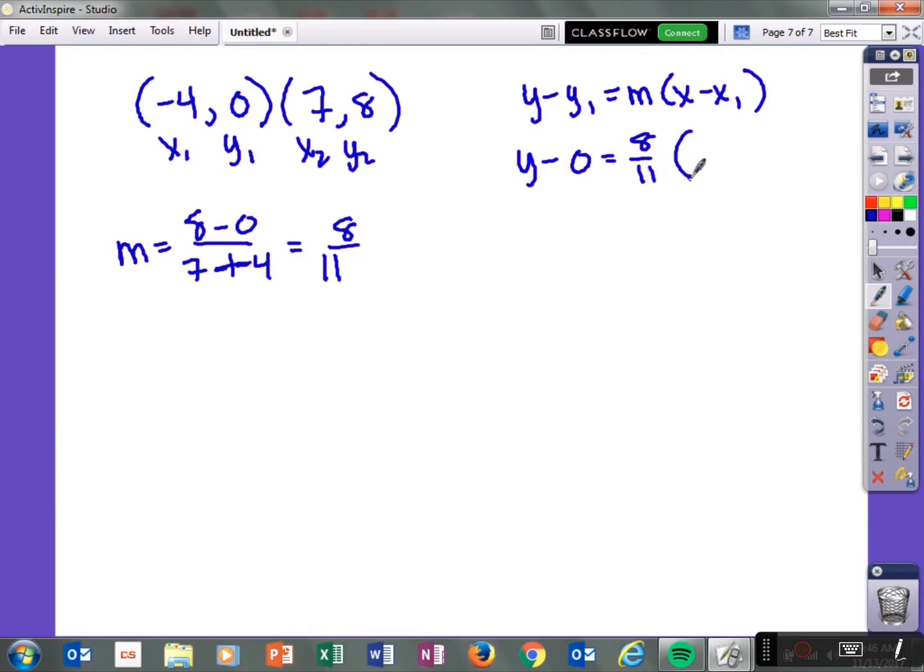x minus negative 4, which becomes positive. Right, x minus negative 4, and that does become plus. Now, what is y minus 0? It's just y. I have y, and I take nothing from it, so I still have y.